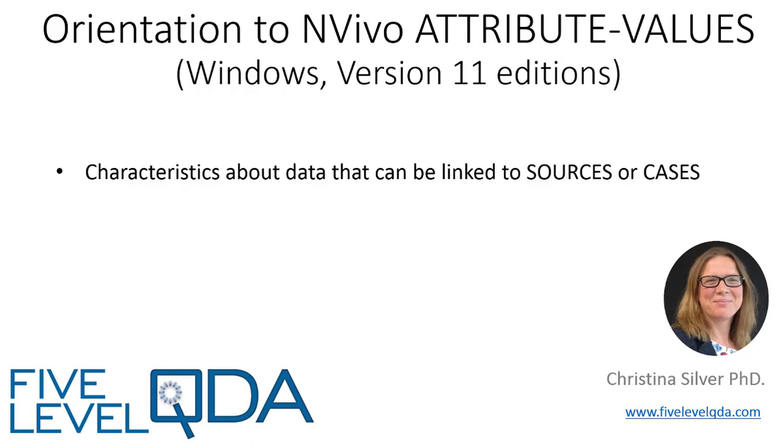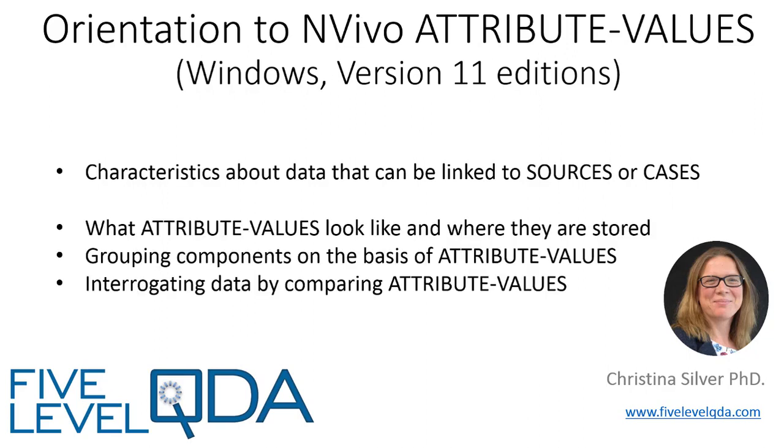As you read in Chapter 5, attribute values are characteristics about data that can be linked to sources or cases. In this video, we show you what attribute values look like and where they are stored, and we show you how to group components on the basis of attribute values and how to interrogate data by comparing attribute values.